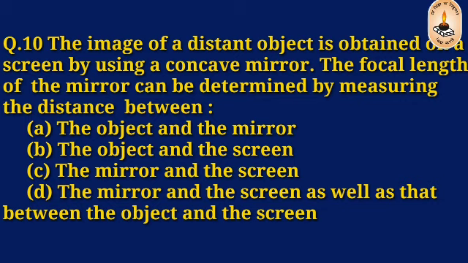Question number 10. The image of a distant object is obtained on a screen by using a concave mirror. The focal length of the mirror can be determined by measuring the distance between the object and the mirror, the object and the screen, the mirror and the screen, as well as between the object and the screen.